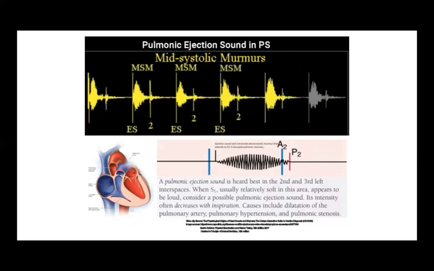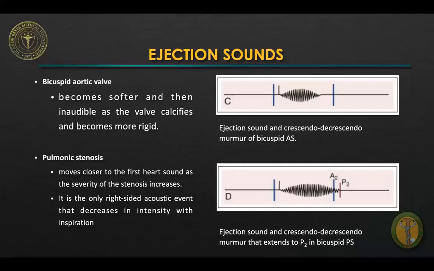The aortic valve ejection sound becomes softer and then inaudible as the valve calcifies and becomes more rigid, while a pulmonic stenosis ejection sound moves closer to the first heart sound as the severity of the stenosis increases. It is the only right-sided acoustic event that decreases in intensity with inspiration.